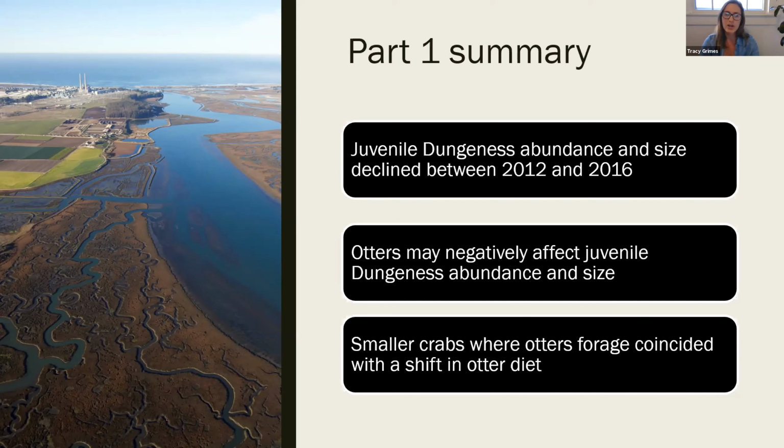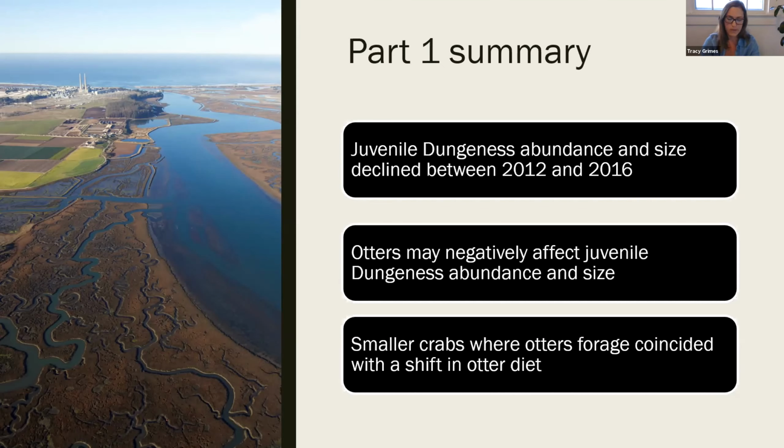And this last part I didn't show, but there was a shift in the otter diet between before their population stabilized and after. I told you that about 43% of the otter diet was composed of cancer crab. During the period where this study was done, 2013 to 2016, it had shifted to 3% cancer crab. So it seems like otters basically have depleted crabs and truncated the size of those crabs that do exist there.